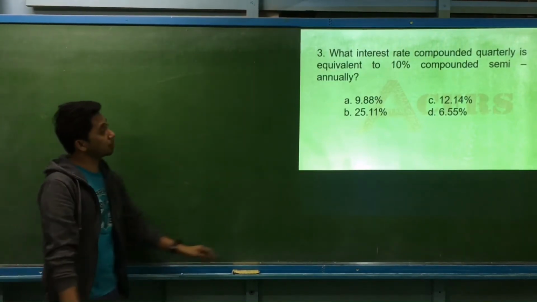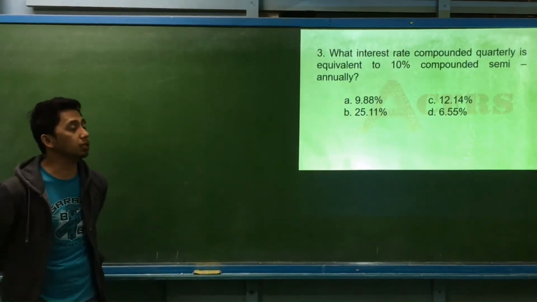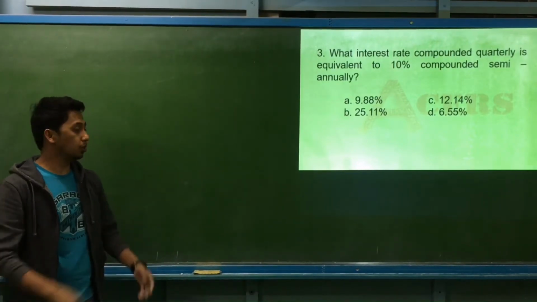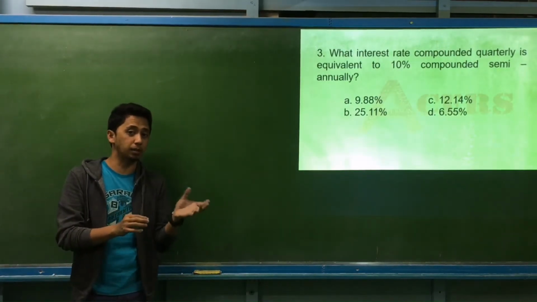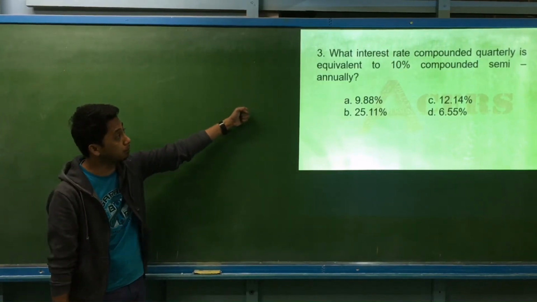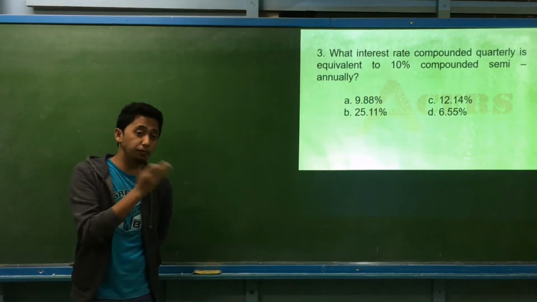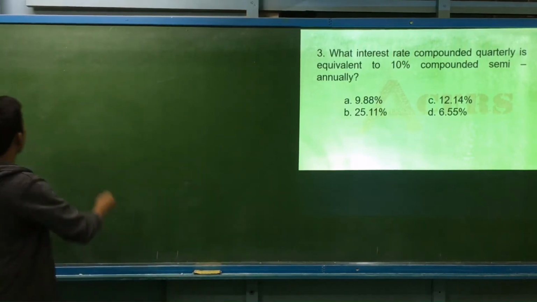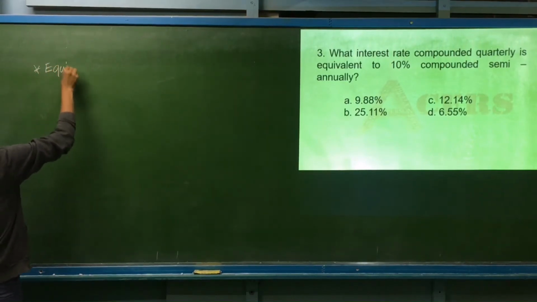So our next example: what interest rate compounded quarterly is equivalent to 10% compounded semi-annually? In compound interest, you can convert one compounding into another type of compounding. For example, quarterly can be converted to semi-annually. We call those equivalent rates.